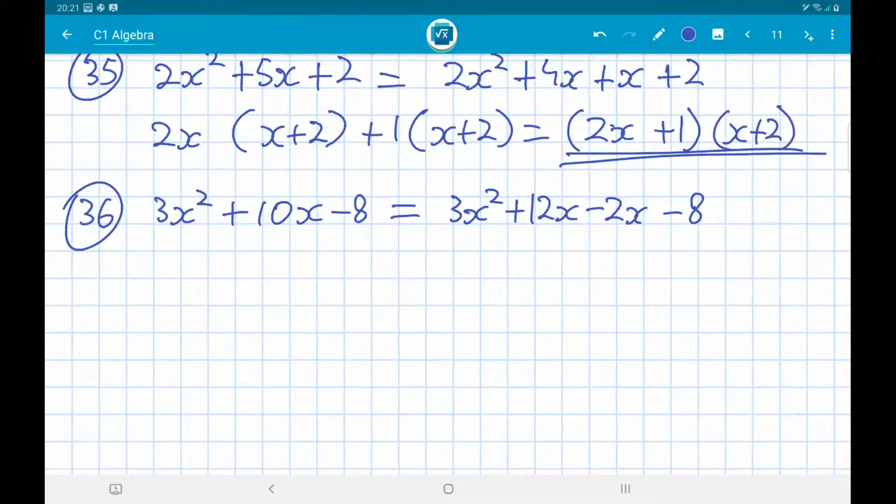Okay, so let's take the common factors out. We have 3x on that side, which comes out, and we have x plus 4, I believe, on that side.